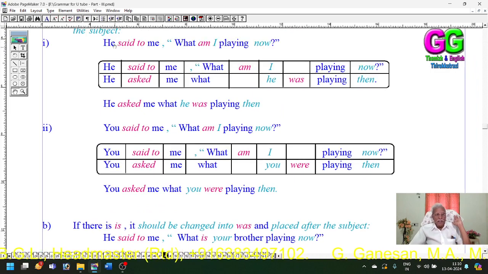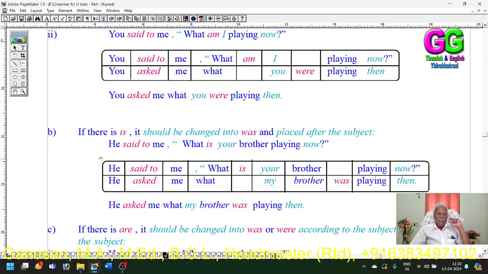Here, he asked. Here, you asked. Here, he asked what he was playing then. Here, you asked what you were playing then. Okay? If there is is, no problem at all. The is should be changed into was and placed after the subject.